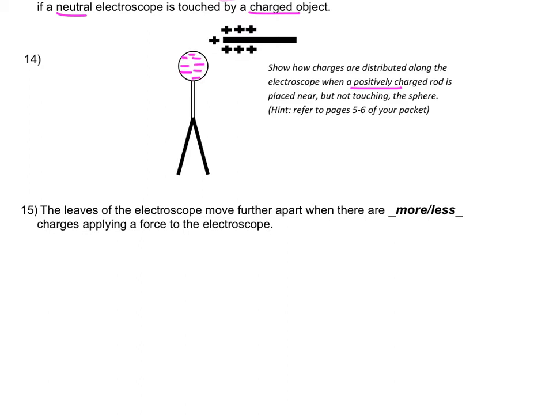So if all these negative charges are now up here at the surface, then all the positives that are in this once neutral object have to be down here in the metal leaves. So all these positive charges are going to be forced down into these leaves. And what we talked about before, when I have like charges, like these 2 positive charges, they are going to repel each other, which will cause them to separate or spring apart.